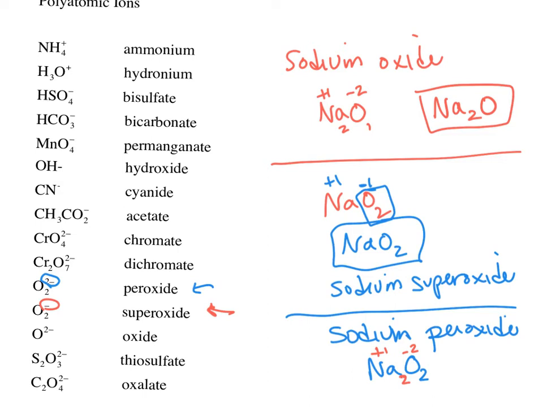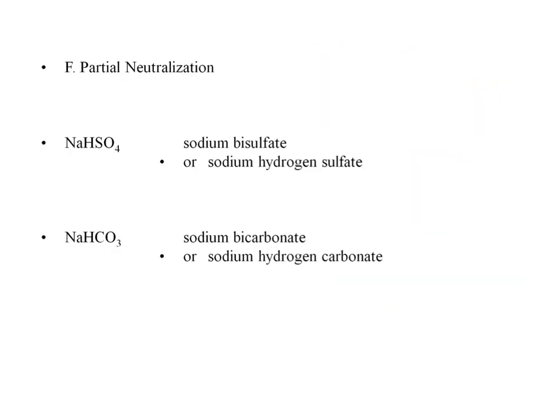Okay, and then we have thiosulfate here, S2O3. This is one that you work with in the lab quite often, and oxalate's an important one as well. All right, you gotta learn them. Just go forward here. Next is partial neutralization, and this is for sodium hydrogen sulfate and sodium hydrogen carbonate. I will give you the example for sodium bicarbonate, NaHCO3. So let me do that.